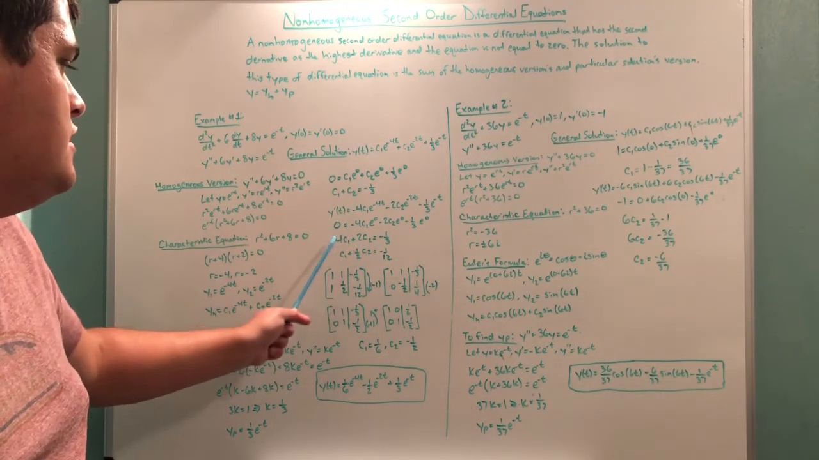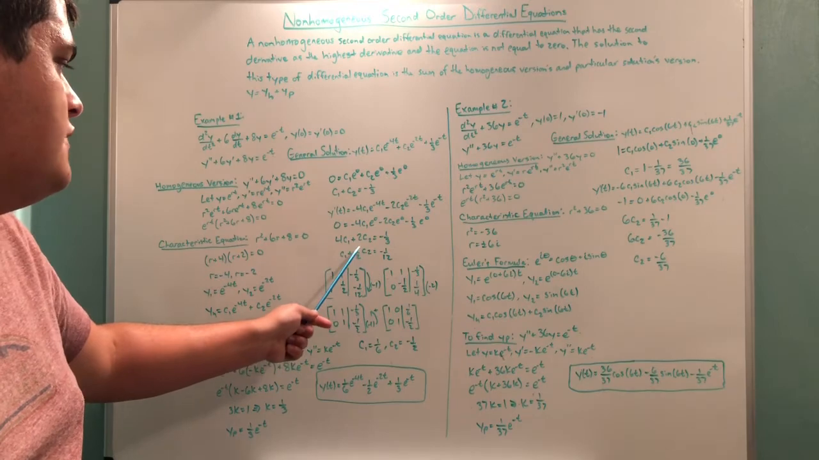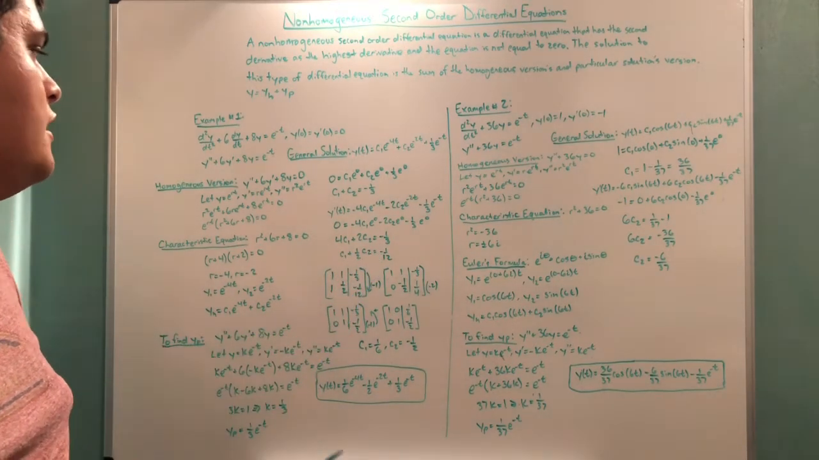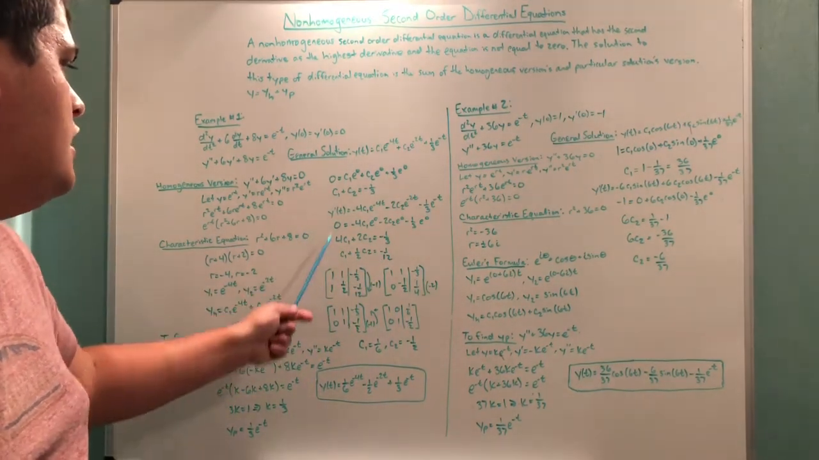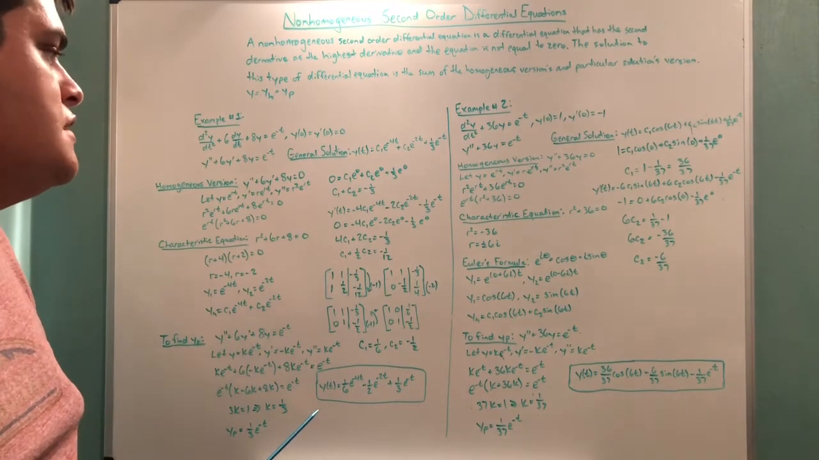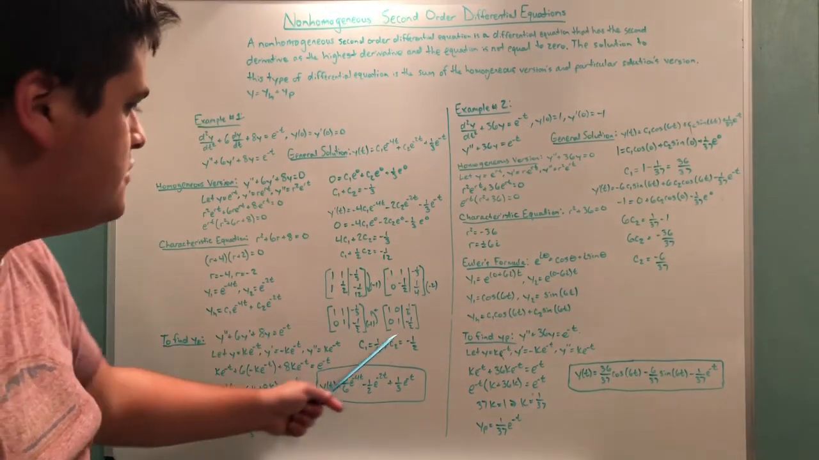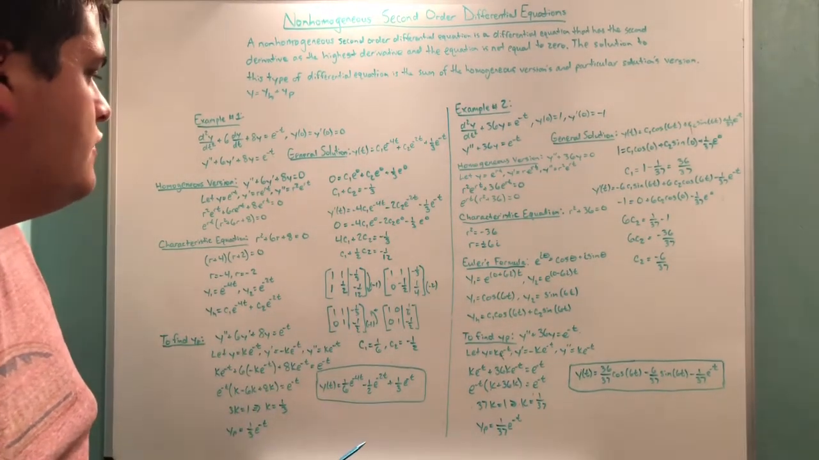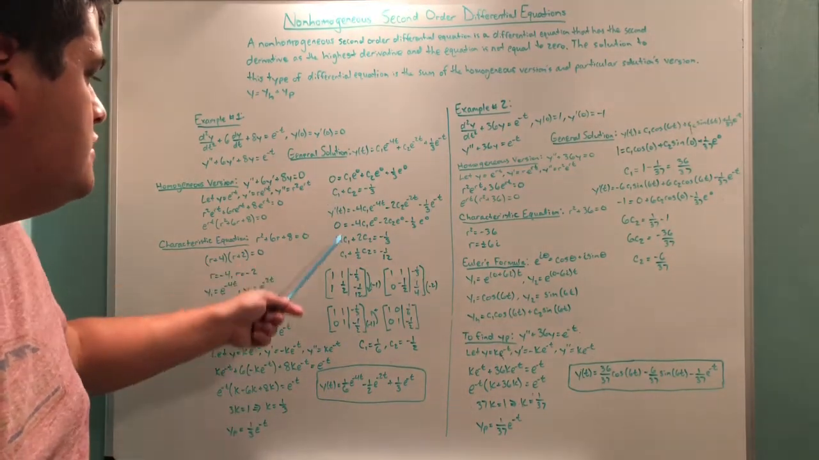This can be divided by 4. We get c1 plus 1/2 c2 is equal to negative 1/12. We have two unknowns and two equations, so we can solve for c1 and c2. Now this is a matrix method. This is one way of solving for it. There are other ways, but these are the two equations.